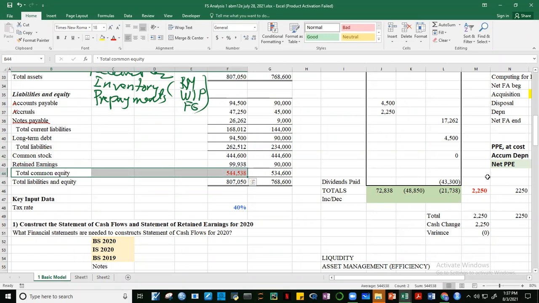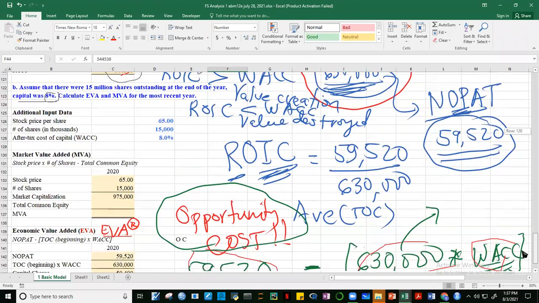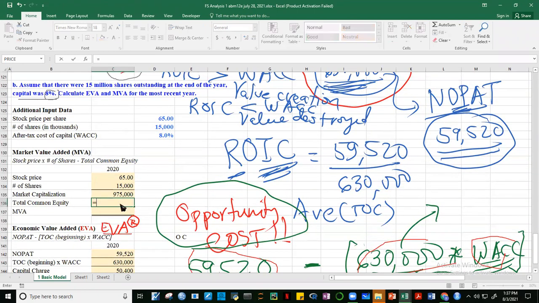So it's 544,538. So that's F44, no? So this is F44. So copy ko na lang dito. So this is equal to F44. Yan. So that's 544,538. So ang difference ng market capitalization minus the total common equity, that's 430,462.